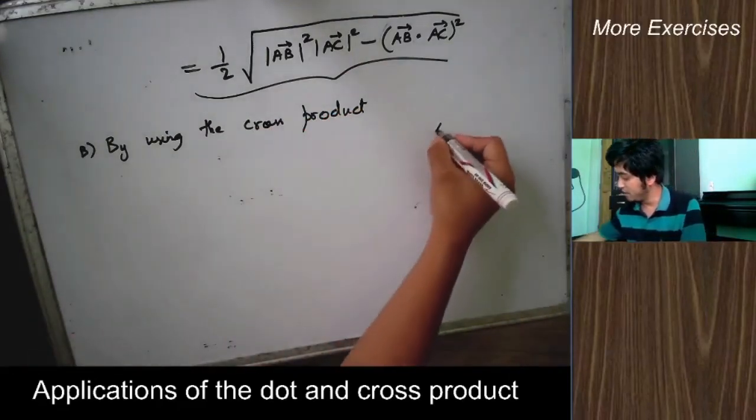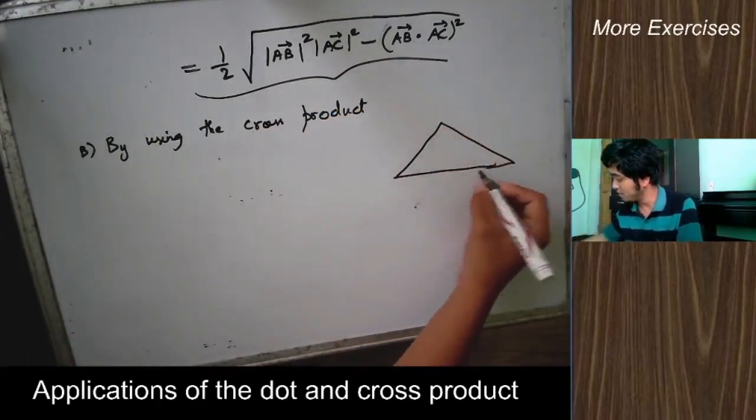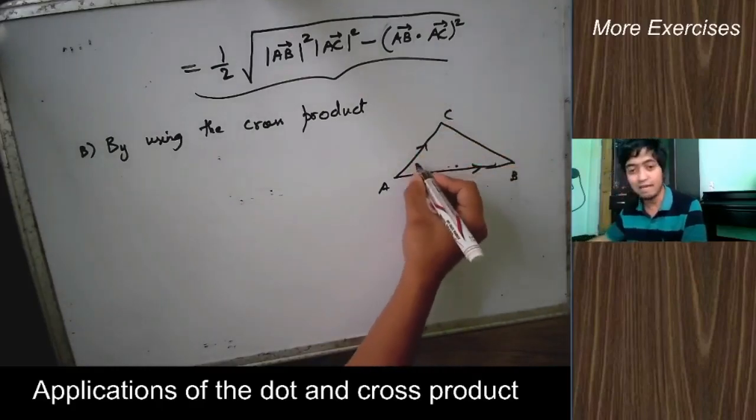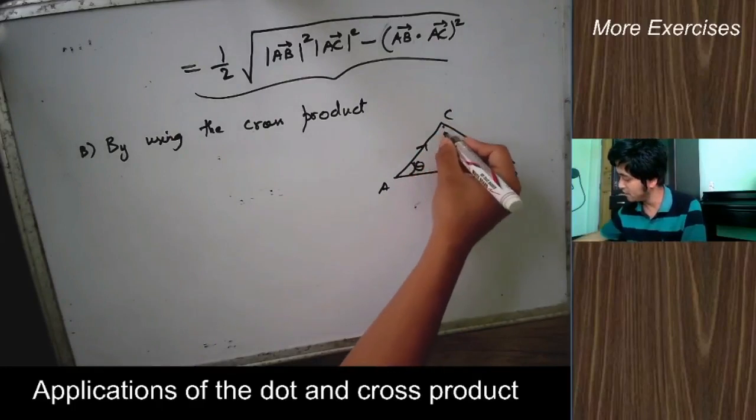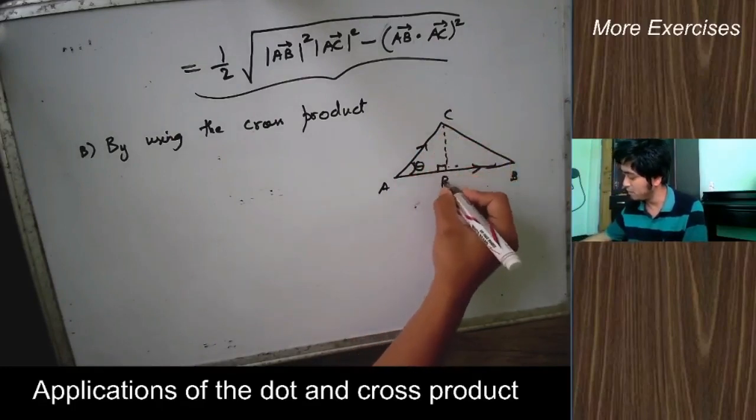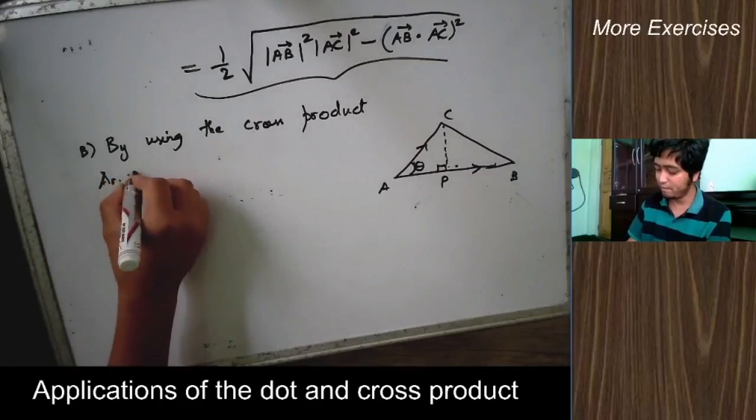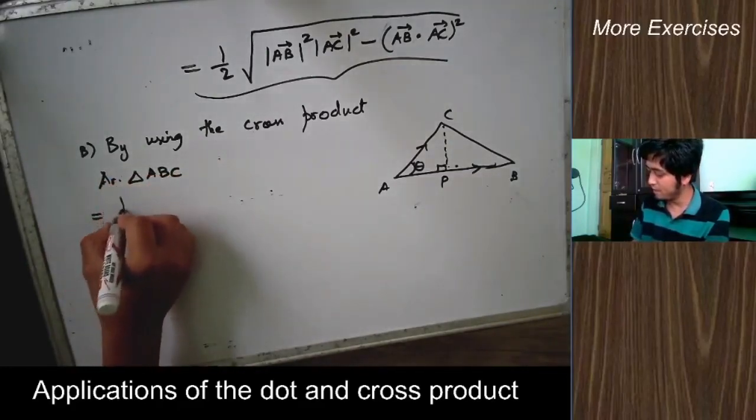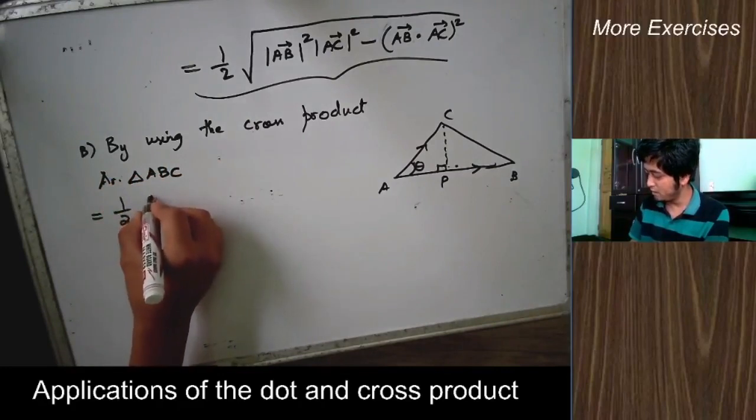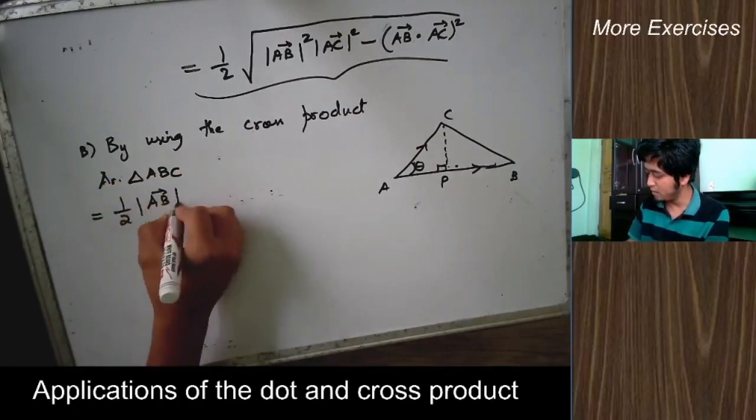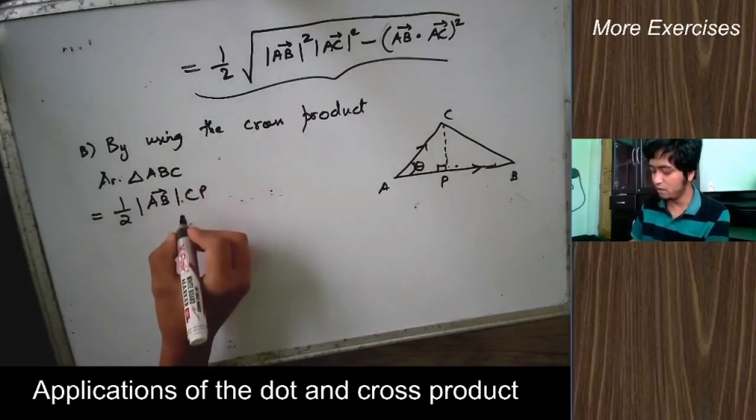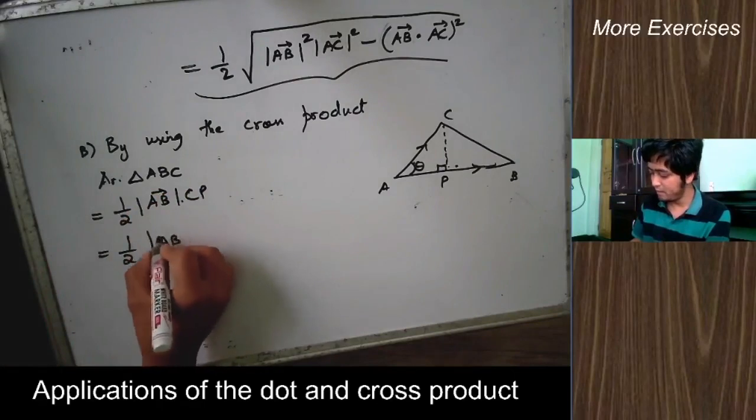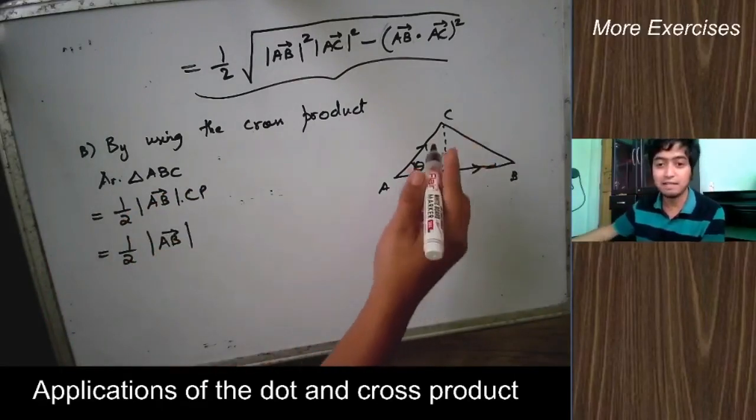Again we will be needing a triangle. The same thing, ABC, and the angle between the two vectors is theta. Again we will be needing the magnitude CP. So area of triangle ABC is equal to half AB into CP, which is equal to half AB CP. It can be written as AC sine theta.